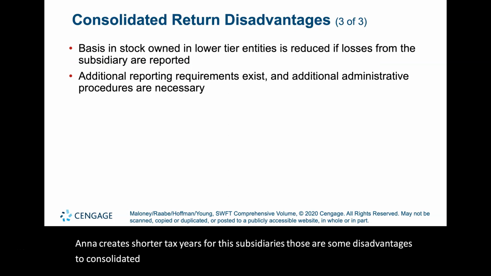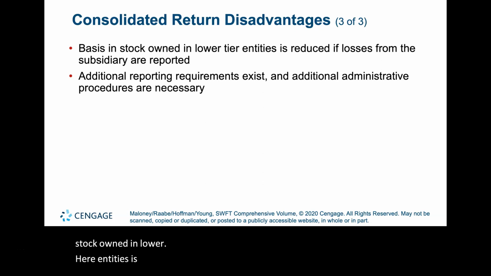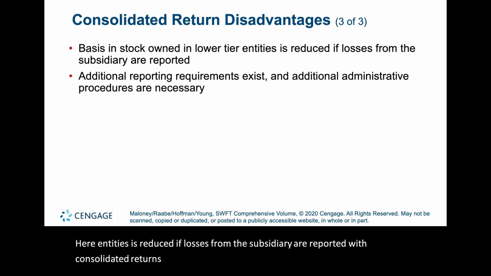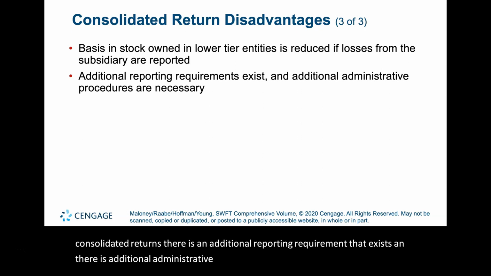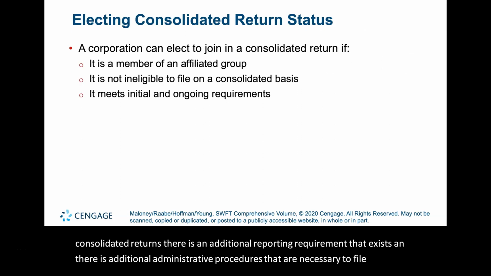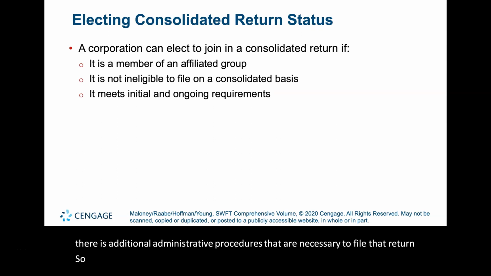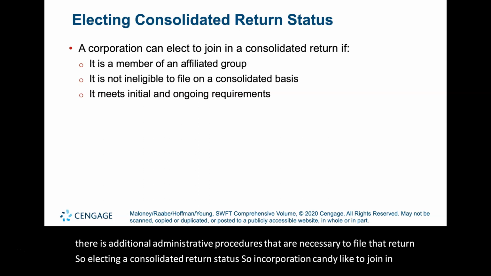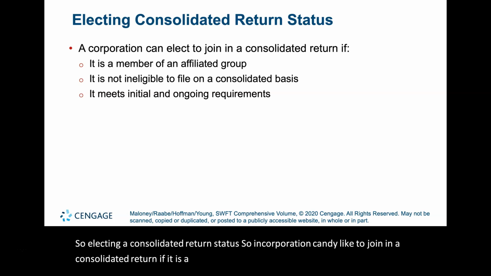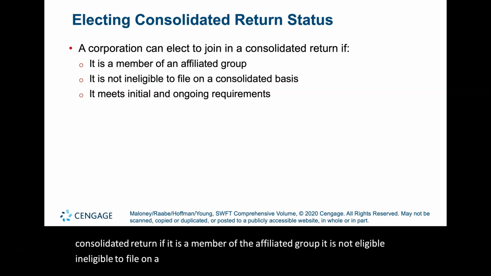Additionally, another disadvantage is that the basis in the stock owned in lower tier entities is reduced if losses from the subsidiary are reported. And with consolidated returns, there is an additional reporting requirement, and there are additional administrative procedures that are necessary to file that return. So, electing a consolidated return status: a corporation can elect to join in a consolidated return if it is a member of the affiliated group, it is not ineligible to file on a consolidated basis, and it meets the initial and ongoing requirements.